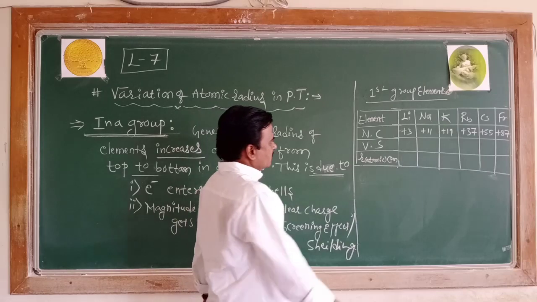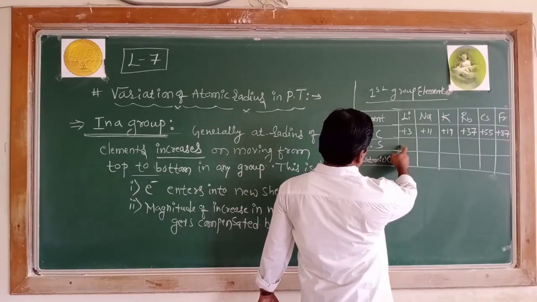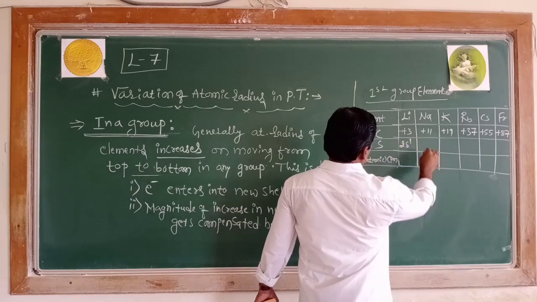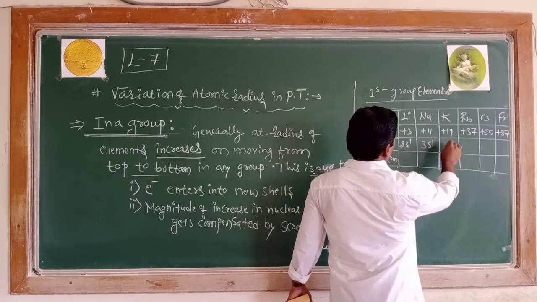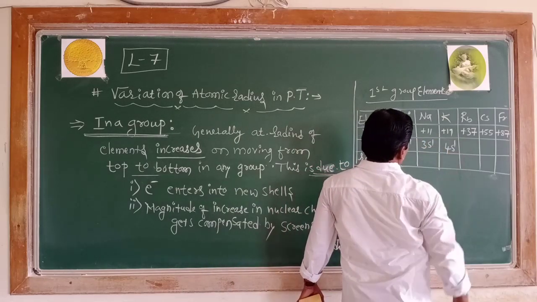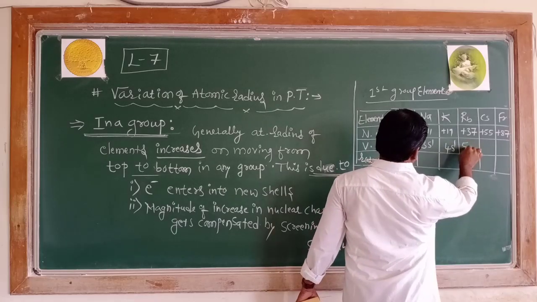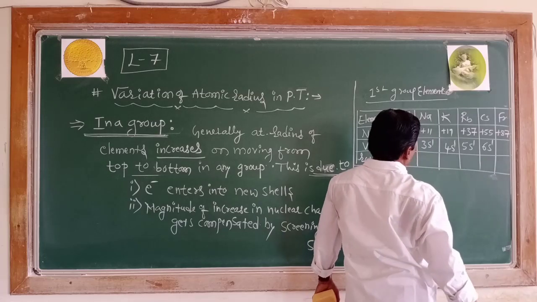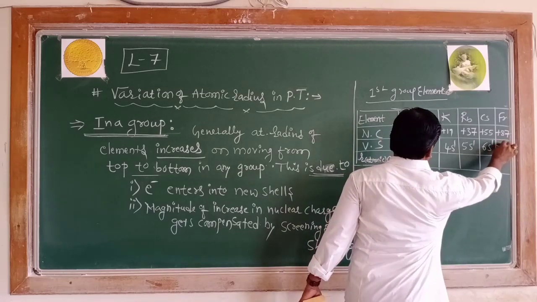Valence shell. So what is the valence shell of lithium? Valence shell 2s1, 3s1, 4s1, 5s1, 6s1 and the francium 7s1.